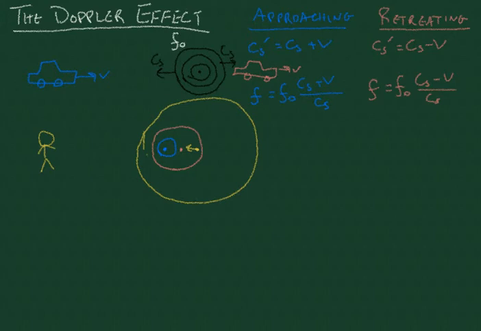Okay, so again, if he's approaching us, then the speed of sound that we hear is going to be the speed of sound plus the velocity v that it's moving towards us. The frequency that we hear is going to be the frequency that it's emitting at in its frame times the speed of sound divided by the speed of sound minus its velocity.